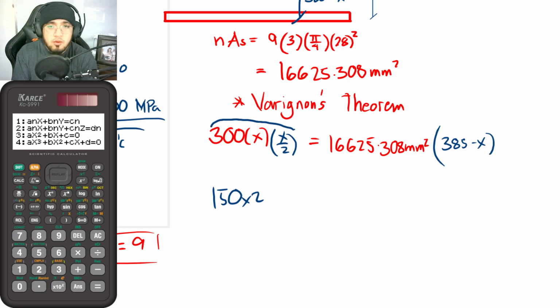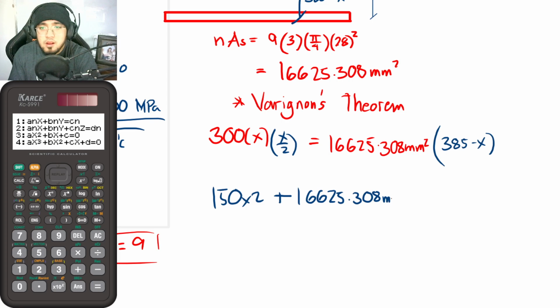So once again, what I did here was that I have simplified this. So, times or plus, if I would be multiplying 16625.308 times negative 6 and transferring it to the other side, meaning that it is now positive 16625.308 millimeters squared x, or plus I should say. So if you would now be multiplying 16625.308 times positive 385 and transposing them to the other side, meaning that this should be negative already.